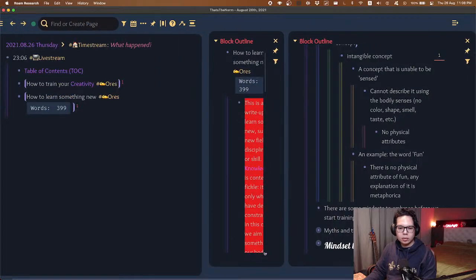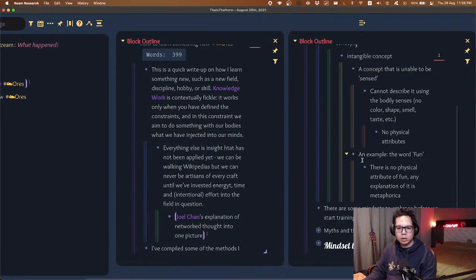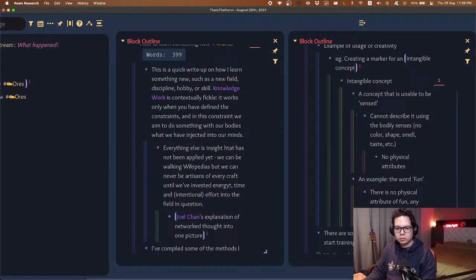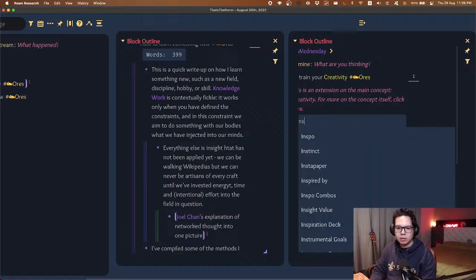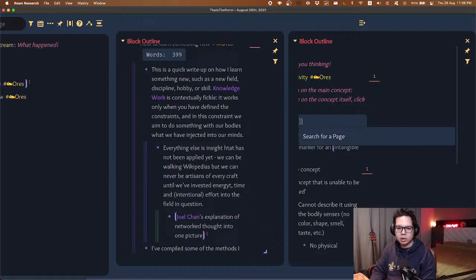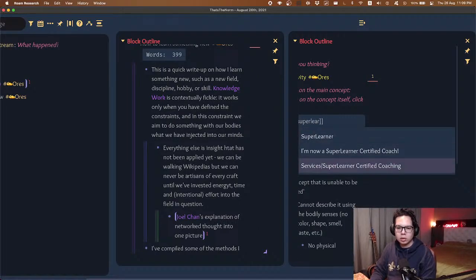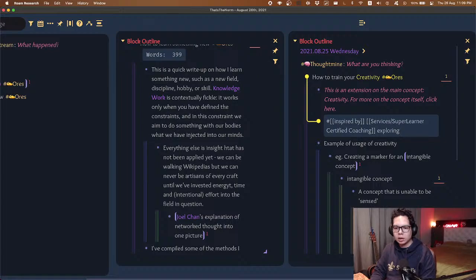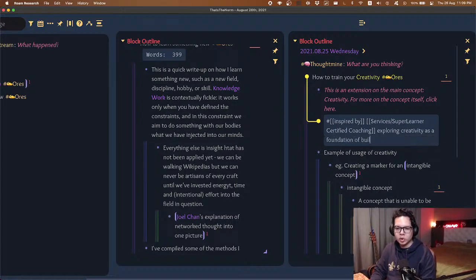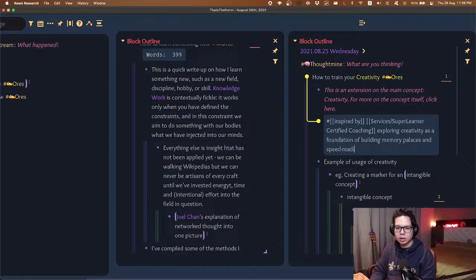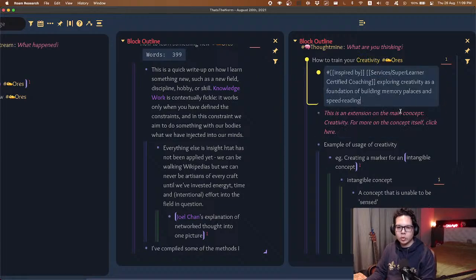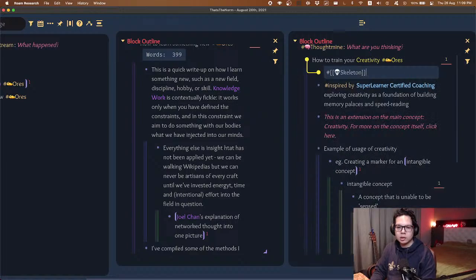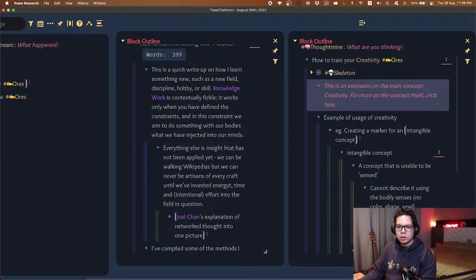So, going back to where I was, I was exploring this because I had that Super Learner call. So let me just write that down. Inspired by coaching Super Learner. Exploring creativity as a foundation of building memory palaces and speed reading. Anyway, S16, put that up there. Gonna skeleton this. Okay.